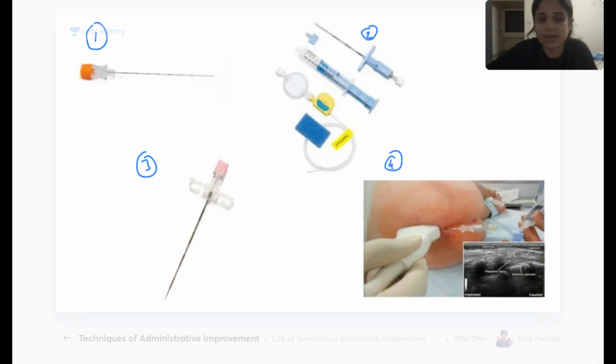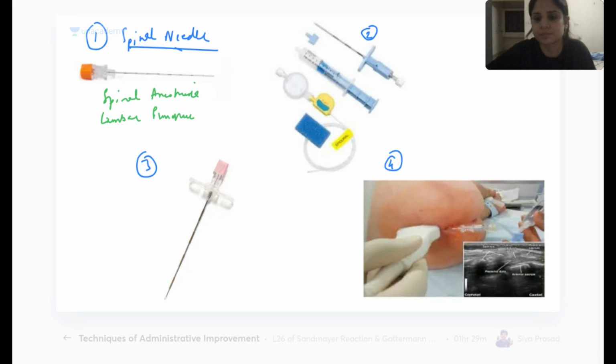Okay. So let's have a look at number 1. Number 1 is nothing but a spinal needle. Now, can anyone tell me what are the 2 main uses of a spinal needle? First is to give spinal anesthesia. And the second is to do a lumbar puncture. So can you tell me what is a lumbar puncture used for? Meningitis. Okay. What are we collecting in lumbar puncture? We are collecting CSF in lumbar puncture.